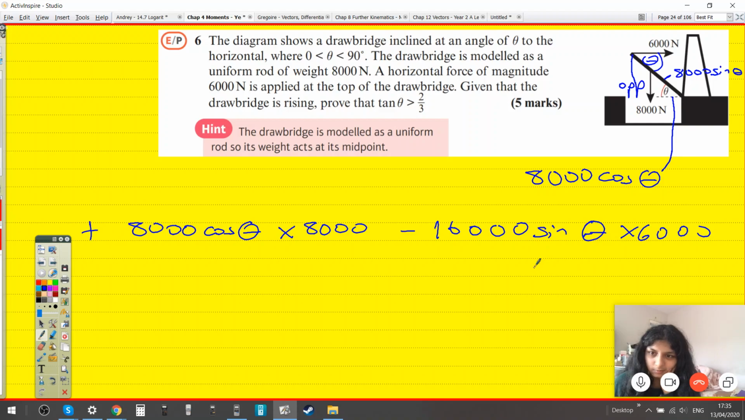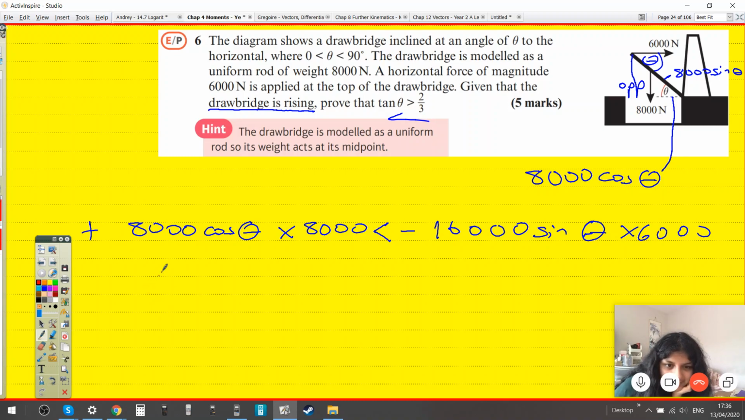What do you know about the relationship between these two forces? The drawbridge is rising. So the 6,000 force is bigger than the other one, which is less than it. So then you just solve for tan theta, right? How do you do that? Divide everything by 1,000.